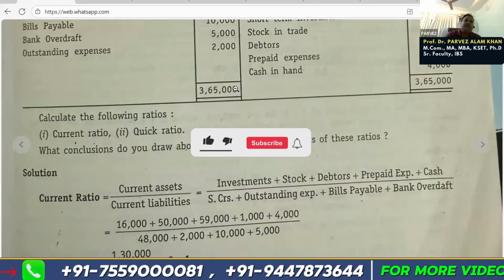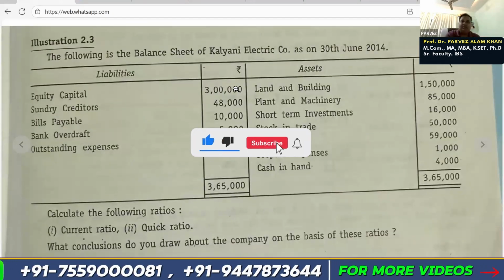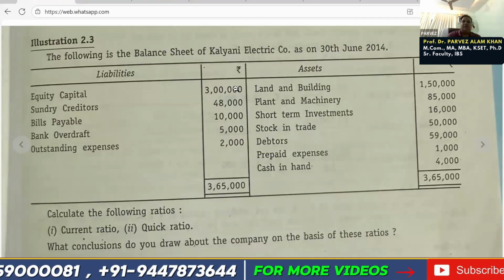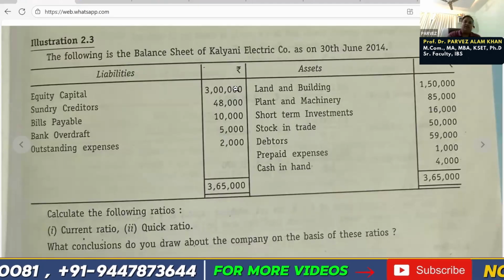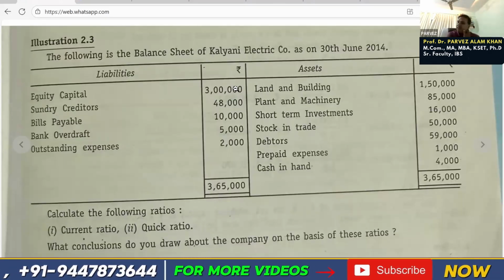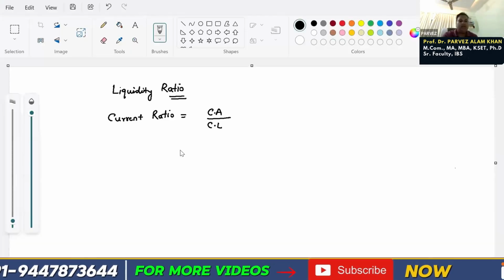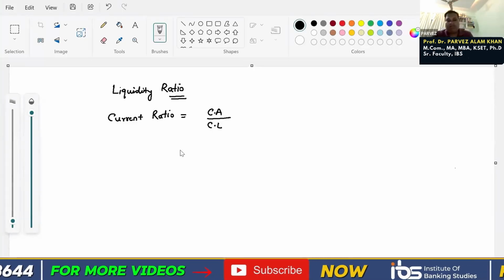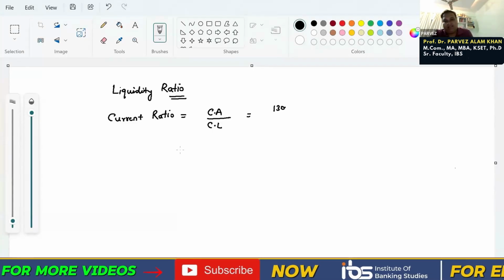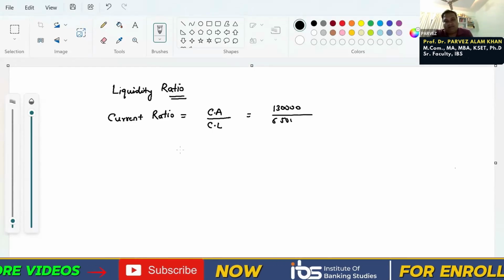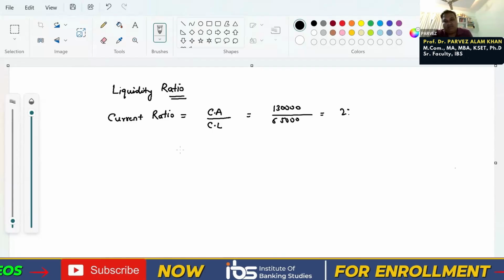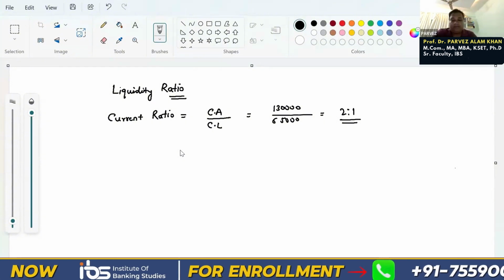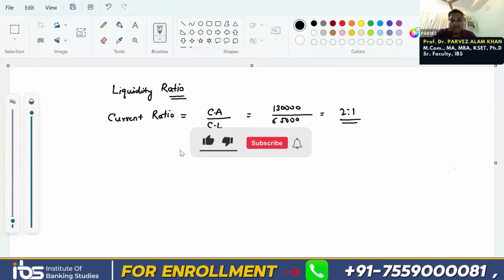1,30,000. Similarly, current liabilities, what all will you take? Equity capital is long term, right? Sundry creditors, creditors are short term, bills payable short term, bank overdraft, and outstanding expenses we will take. What will the total be? So what current ratio did you get? You got 1,30,000 divided by 65,000. That is 2:1. So till here, any doubt? No, sir.